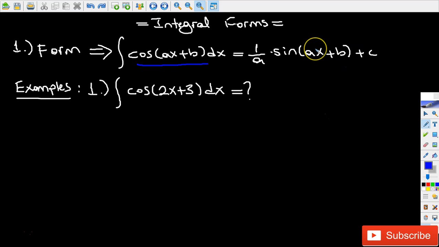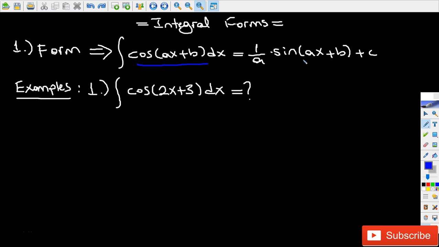Okay? So the very first integral that we are going to talk about is the integral of cosine parentheses ax plus b. In that case, it's going to be equal to just 1 over a. In this case, a is the coefficient of x, times the integral of cosine x, which is sine x, keeping the same parentheses along with the sine function, plus c. So basically, the integral of cosine of ax plus b dx is going to be equal to 1 over a times sine ax plus b. In this case, all we need to do is determine the value of a and use it in the formula.